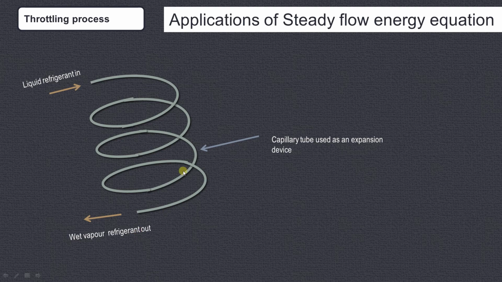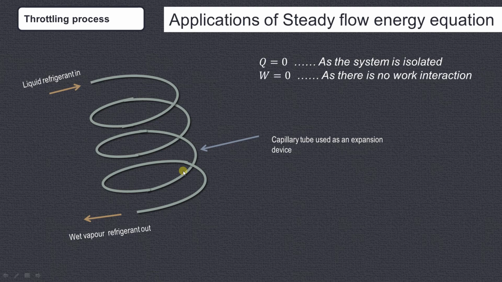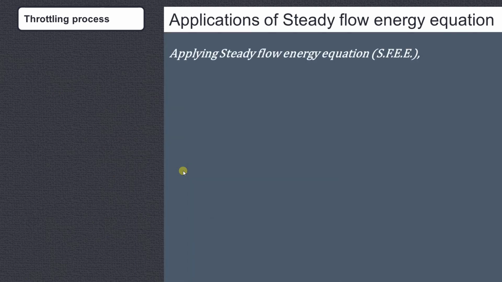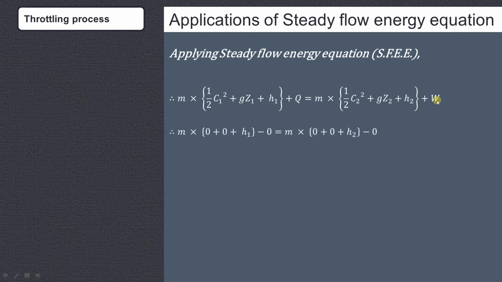For example, if you supply liquid refrigerant, then you will get vapor or wet vapor refrigerant at the outlet. During this expansion process, the system is isolated, so there is no heat transfer, no work is done, and changes in potential energy and kinetic energy are negligible. So writing the expression for this becomes very simple, because the kinetic energy part is 0, the potential energy part is 0, Q is 0 and W is also 0. So we are left with only m H1 on the left hand side and m H2 on the right hand side.